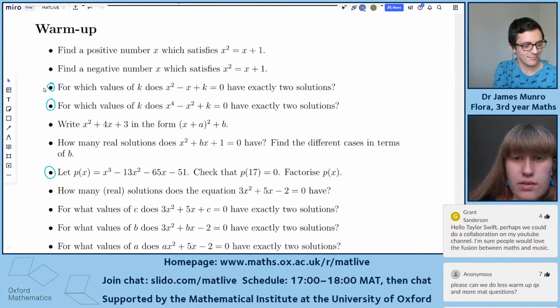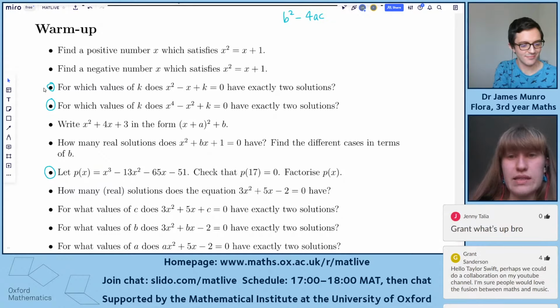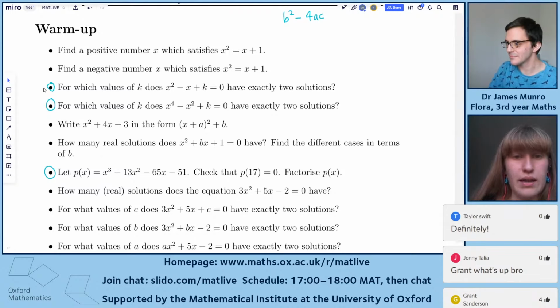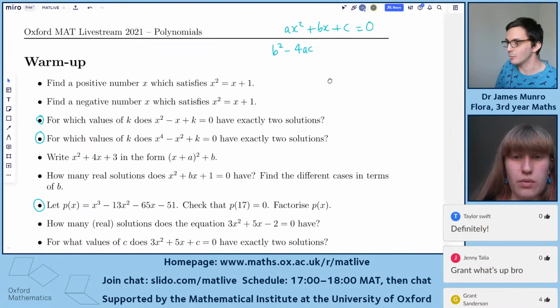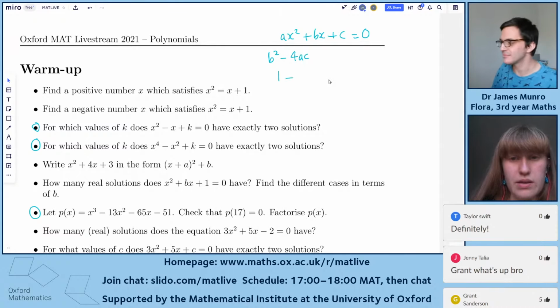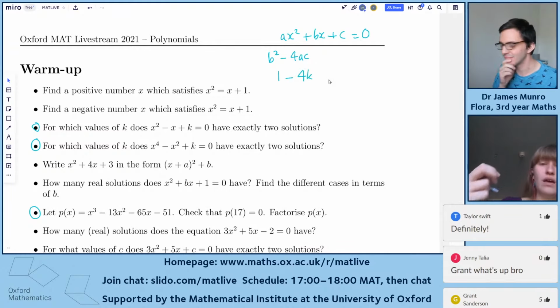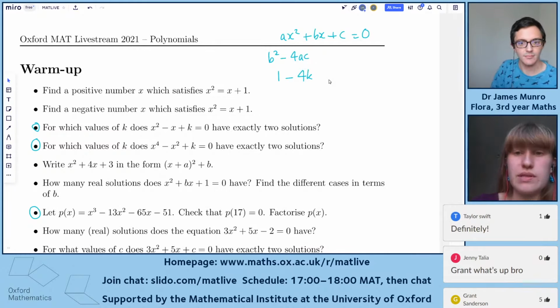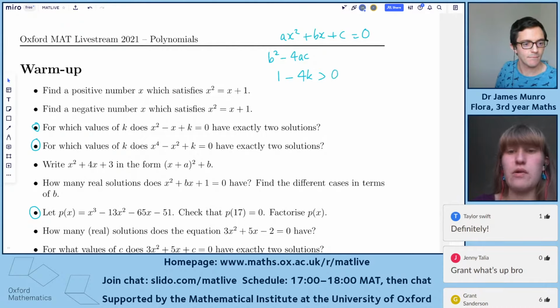So here the discriminant is always b squared minus 4ac if the quadratic is ax squared plus bx plus c equal to 0. So here you can identify that b is minus 1, c is k, and a is 1. So the discriminant is minus 1 squared, which is 1, minus 4 times 1 times k, which is 4k. So if we want this to have exactly 2 solutions, then we want 1 minus 4k to be greater than 0.